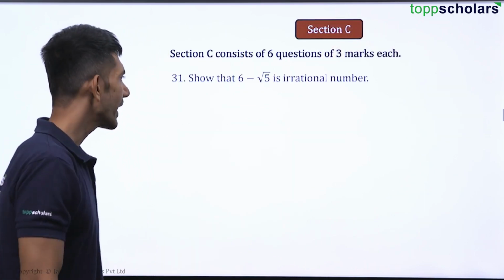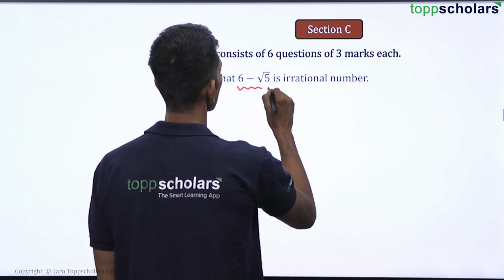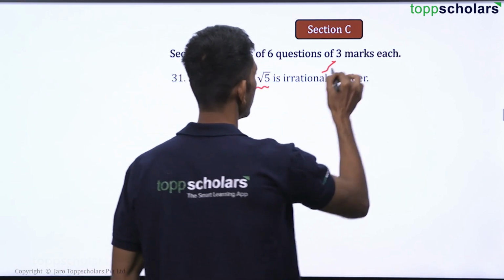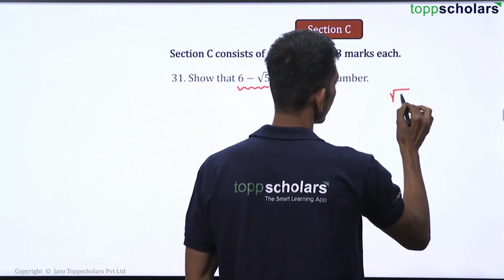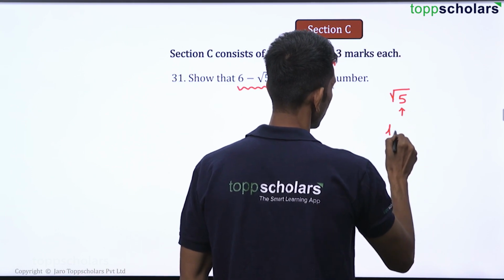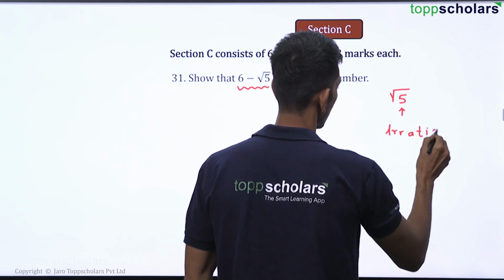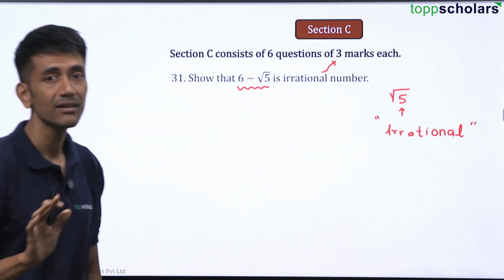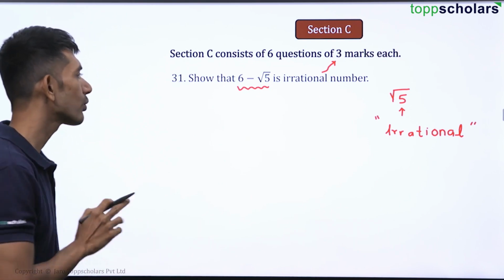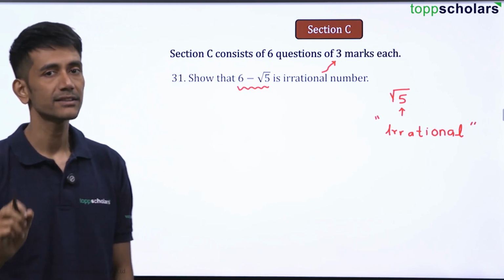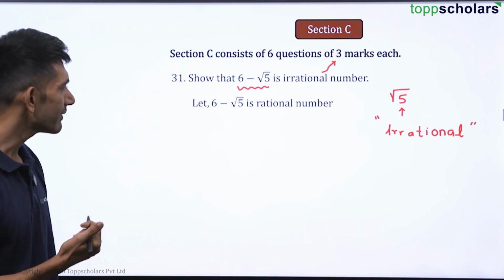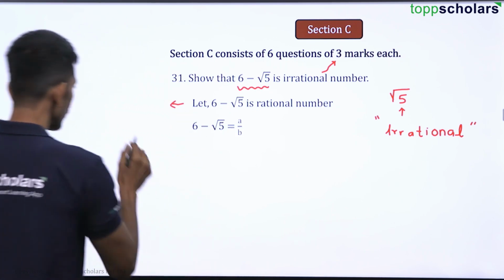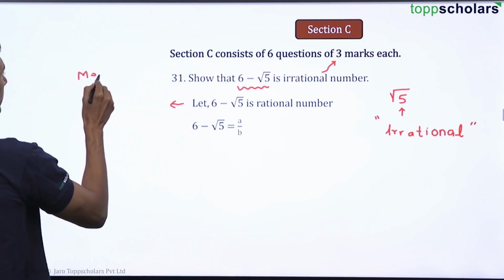It says, show that 6 minus root 5 is an irrational number. See, whenever such questions are asked for 3 marks, please make a note that root 5 is irrational. It is not something we need to prove. We don't have to prove that root 5 is irrational. Directly we will consider root 5 as irrational. Now let 6 minus root 5 be rational number. We'll start with assumption, right? So this is by method of contradiction, isn't it?